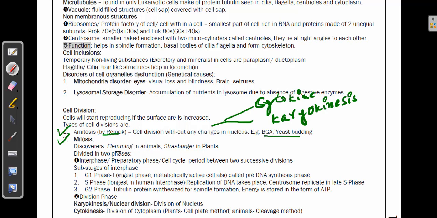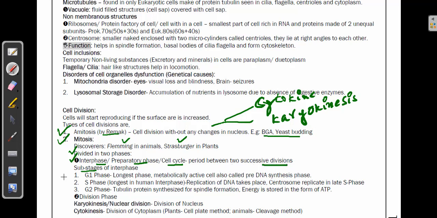Mitosis was first discovered in animals by Fleming, and then in plants by Strasburger, and it is divided into two phases, cytokinesis and karyokinesis, as I told. But based on the life cycle of the cell, we have classified it into two major stages. The first stage is where the cell maintains its growth. Once it finishes growing, it goes for division. So that's what you can see here, the first stage is interphase. Interphase is also called the preparatory phase of the cell cycle. That is the period between two successive divisions.